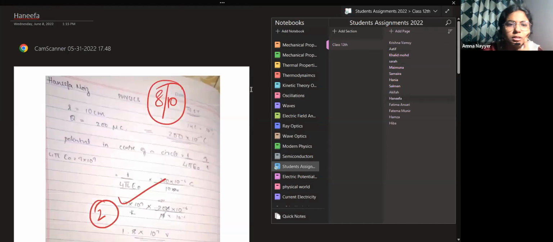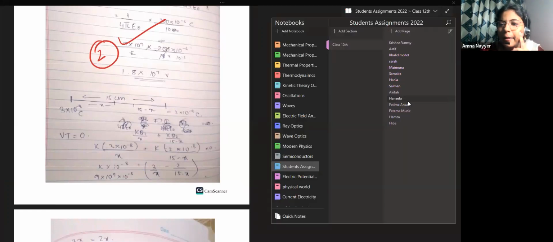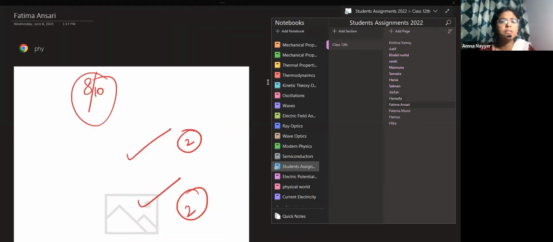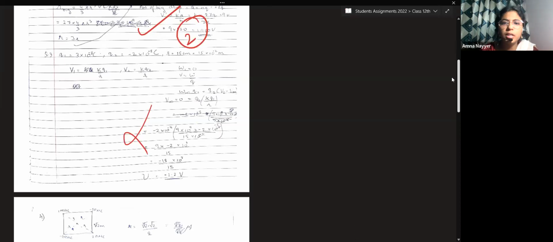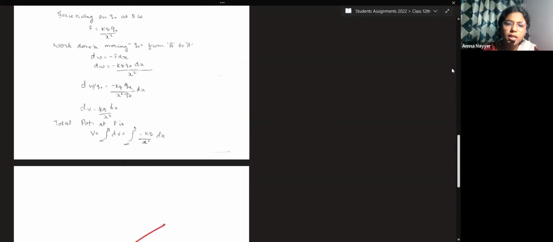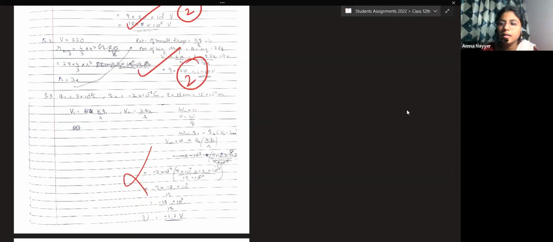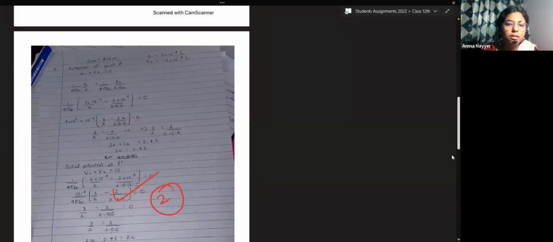Hanifa is in this batch. Hanifa is there? Hanifa is not here today. Fatima, both the Fatimas are not here today. This is Fatima Ansari. So that potential one was wrong that we have discussed. Otherwise, rest was correct. Fatima Munir, you left a few questions, I think. You have not attempted. Whichever question you attempted, those were correct.